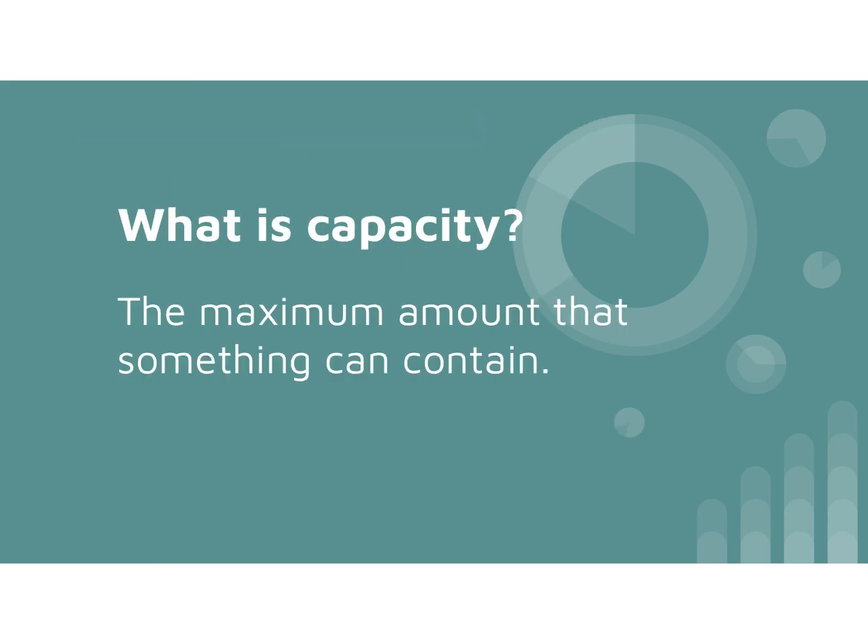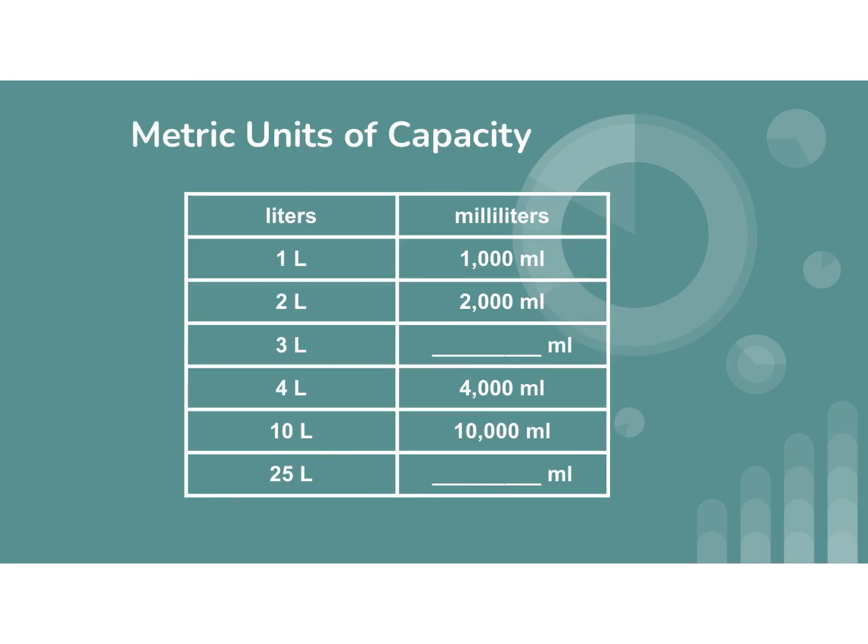Okay, lastly, when we're talking about the metric system, we'll talk about capacity. The capacity is the maximum amount that something can contain, like a container. Okay, so we have liters to milliliters, and there are 1,000 milliliters in 1 liter. So think about this chart, look at it carefully, and see if you can figure out how much is 3 liters, how much is 25 liters when we convert it to milliliters. Okay, if you got 3,000 milliliters for 3 liters and 25,000 milliliters for 25 liters, then you are correct.